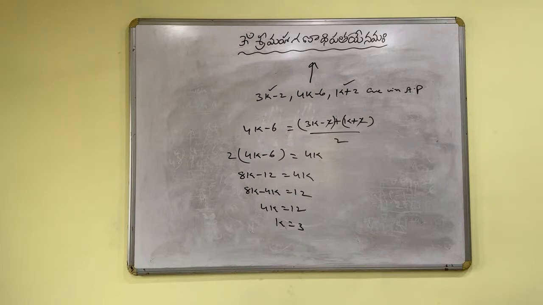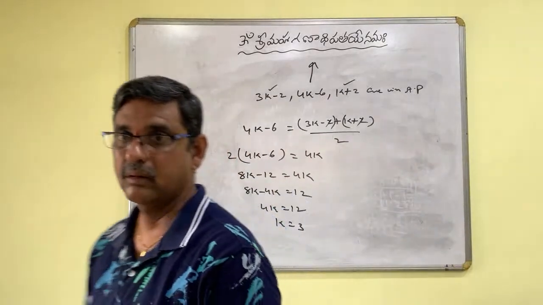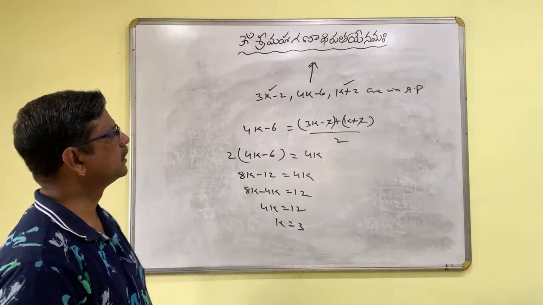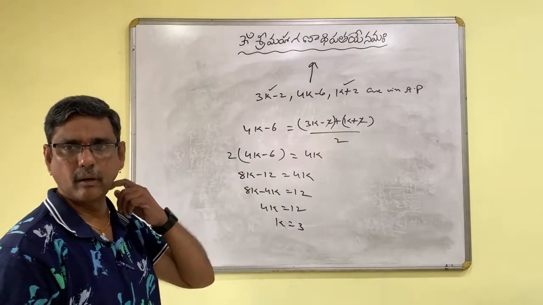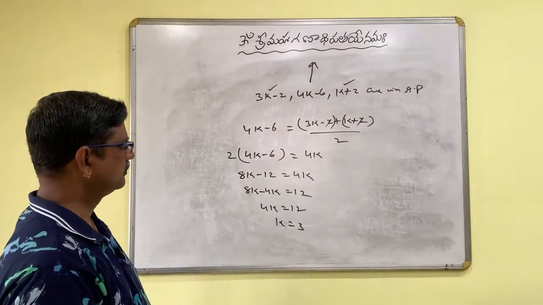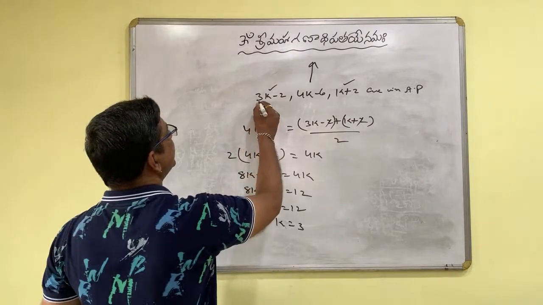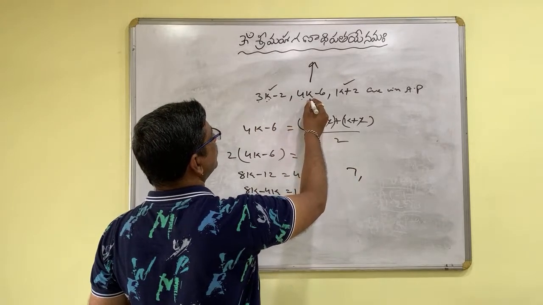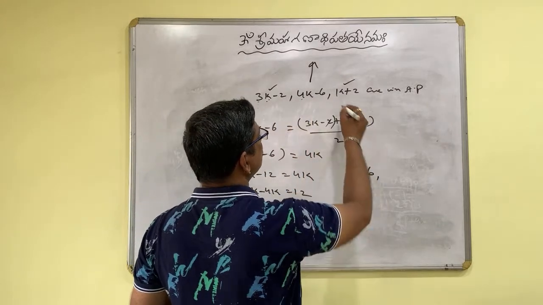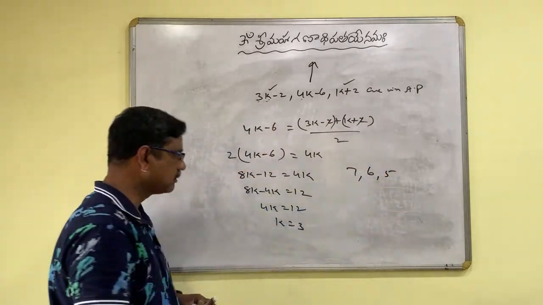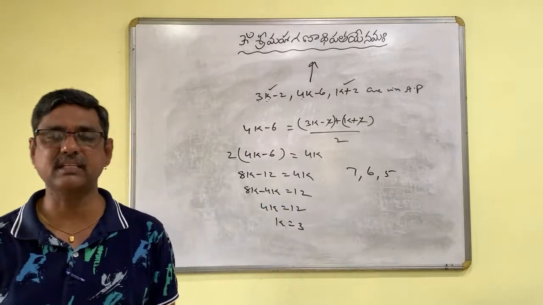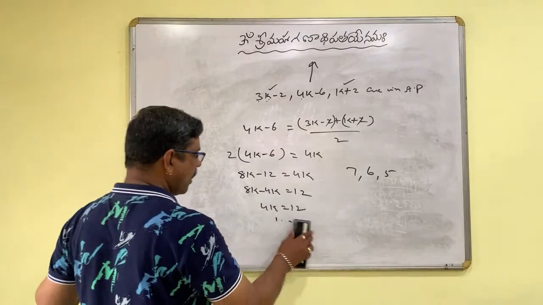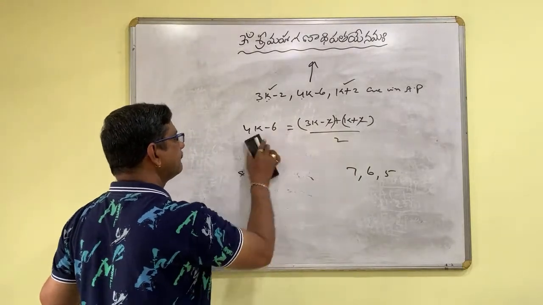K is equal to 3. 4K minus 6 is equal to 2K, you can do like that also. No problem. K is equal to 3. Now you can observe, 3 into 3, 9, 9 minus 2, 7. 4 3s are 12, 12 minus 6, 6. And 5. So 7, 6, 5 are the three numbers which are in AP. Understand, children? Now, the next one.